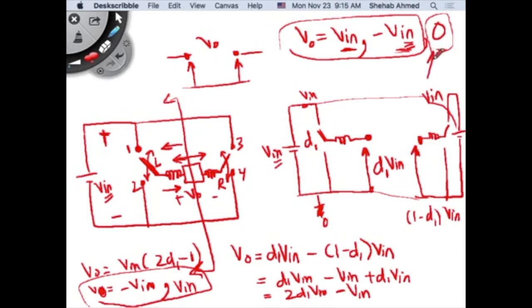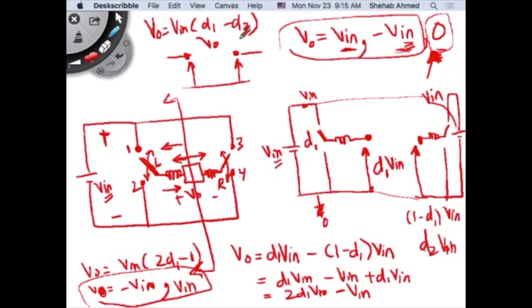If I am to include this zero operation, right? How will I write this? Can I write this as 1 minus D1? No, I will have to write this as D2, D2 times V input. And then the output voltage will be D1 times V input on this side, minus D2 times V input on this side. So the output voltage will be V input times D1 minus D2, right?